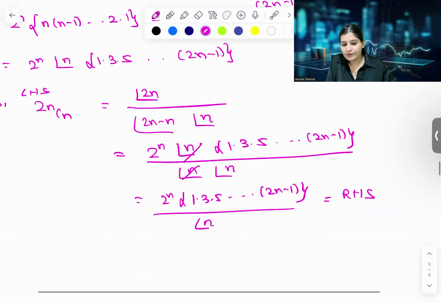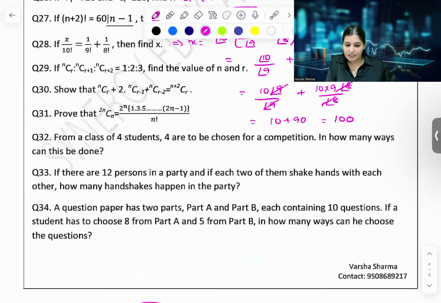Now, the normal questions, for example, 32. From a class of 4 students, 4 are to be chosen for a competition. So only chosen, only selection. So from 4, select 4. So 4C4, which will be what? 1. 4C4 will be 1.